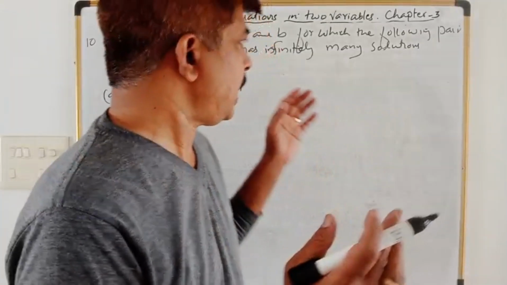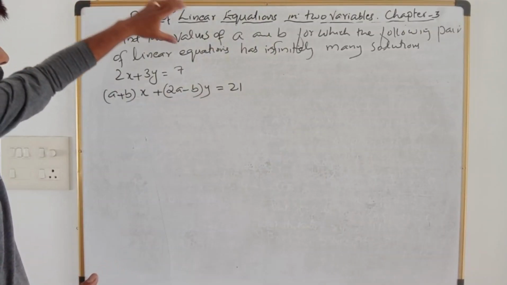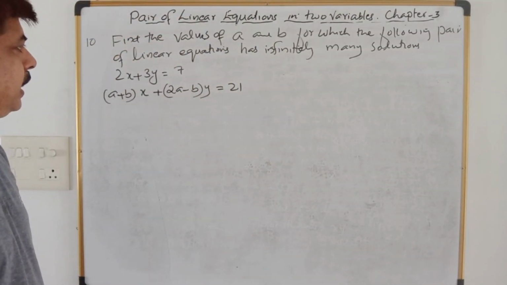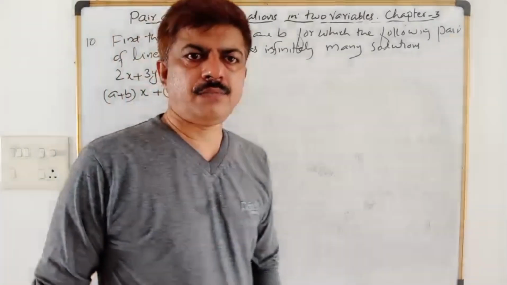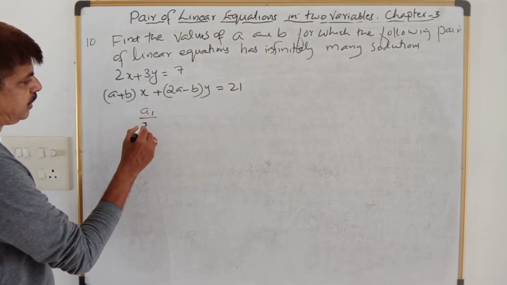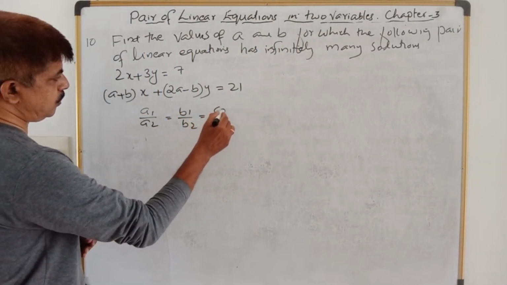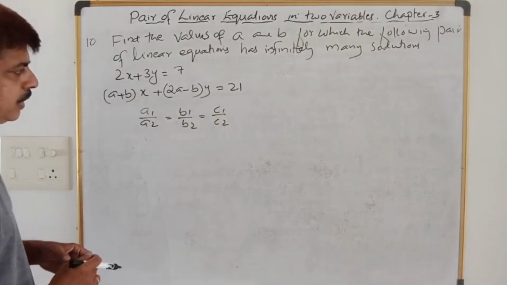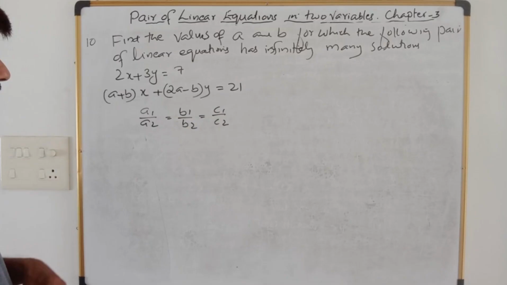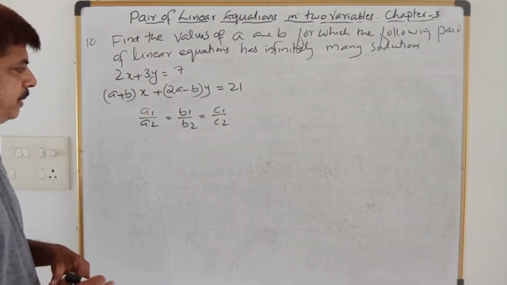Okay, this is the last question from this topic. Find the values of a and b for which the following pair of linear equations has infinitely many solutions. We know the condition for infinitely many solutions: a1 by a2 equal to b1 by b2 equal to c1 by c2. This is a dependent and consistent pair of linear equations.